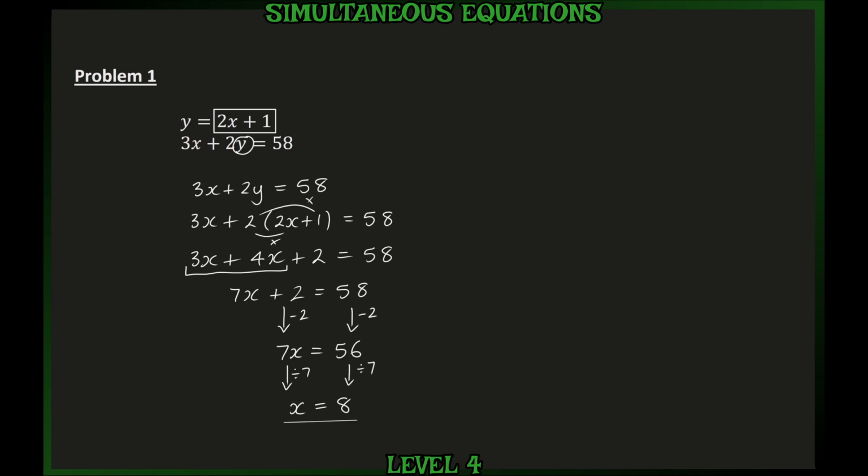We can now take this value of x and substitute it into the first equation to find the value of y. And the first equation is the easiest one to use because we already have y as a subject. So starting with y equals 2x plus 1, if we substitute x as 8, we have y equals 2 times 8 plus 1. And since 2 times 8 is 16, we have y is 16 plus 1, so y is equal to 17. And this means that our final solution to problem 1 is x equals 8, y equals 17.